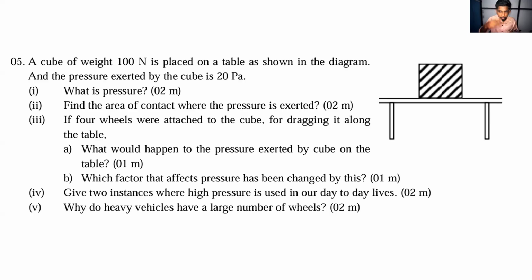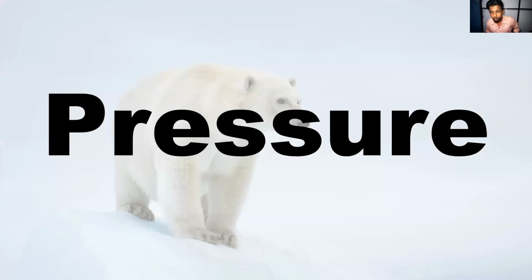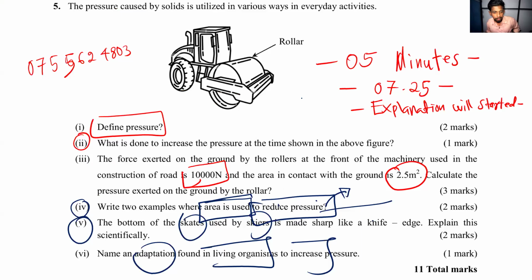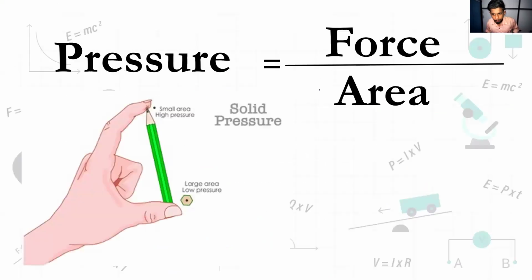Fine. Okay, we'll move to the next discussion part. You know the definition for the pressure, right? Already we had discussed: the force exerted on a unit area. Fine. And here, find the area of contact with the pressure exerted. Here, Pulahal, write down the equation. Pressure is equal to force over area.